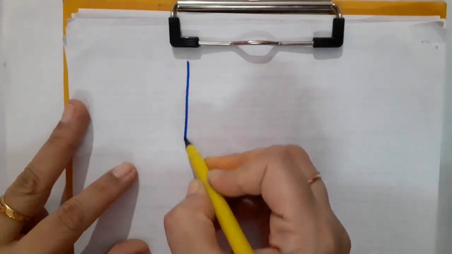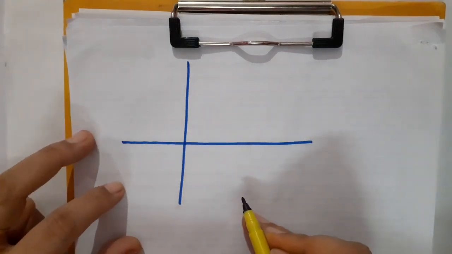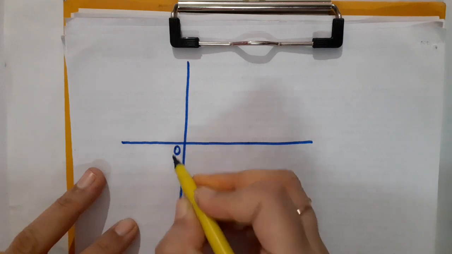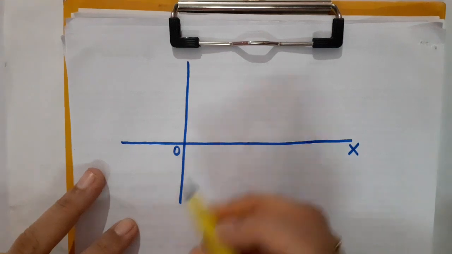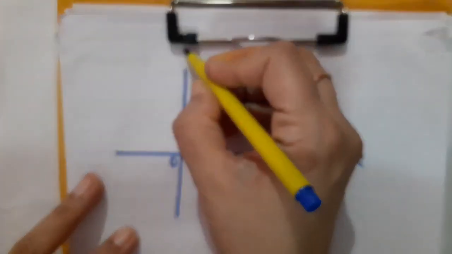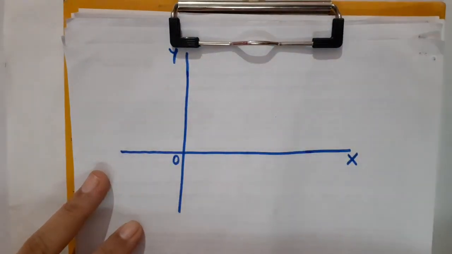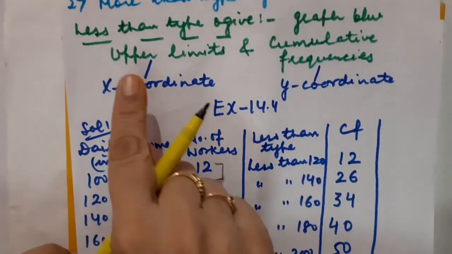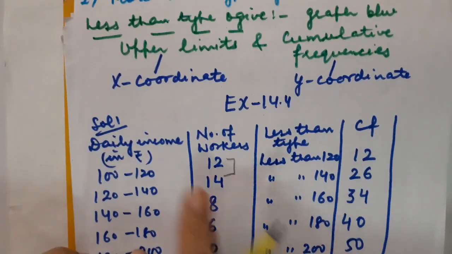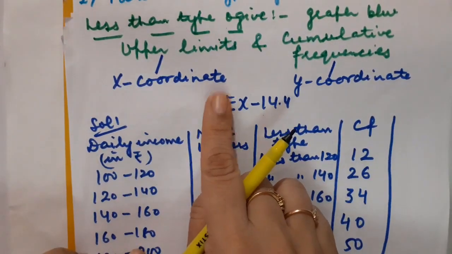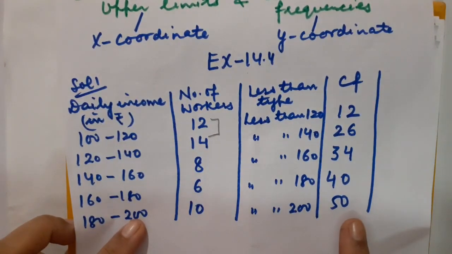As we are going to talk about the graph, definitely I have to draw the Cartesian plane. Correct? So this is origin. This you can take as x-axis, and this one will be y-axis. Correct? Now, children, as explained, the upper limits, this 120, 140, 160, 180 and 200, will be considered as x coordinate. So let us plot them on the x-axis, and the cumulative frequency will be plotted on the y-axis.